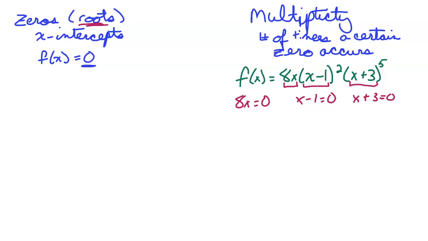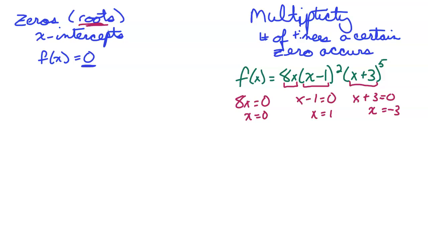Okay? So I get that x is equal to 0, because I would divide both sides by 8. I get that x is equal to 1, because I would add 1 to both sides. And I would get that x is equal to negative 3, because I would subtract 3 from both sides.